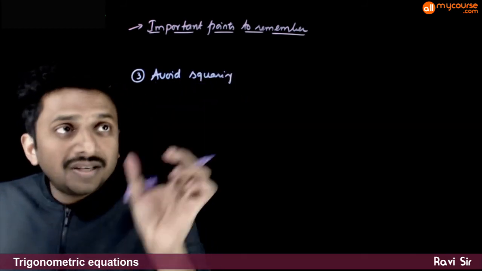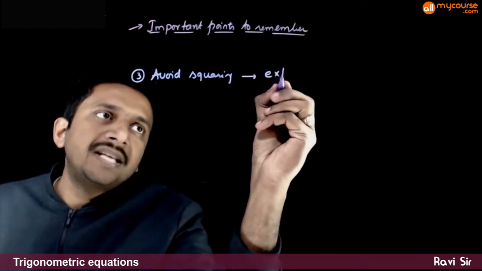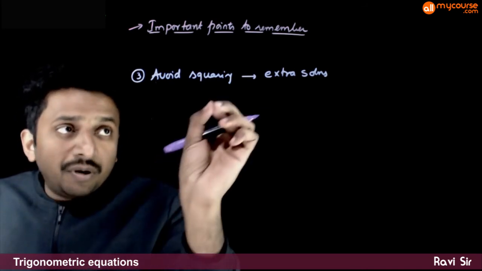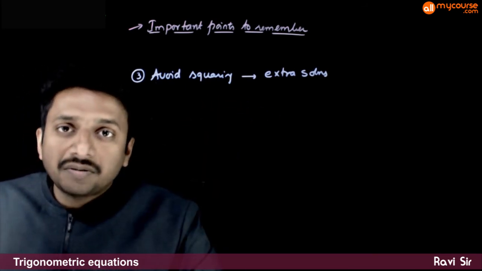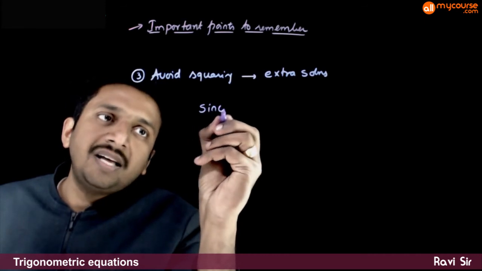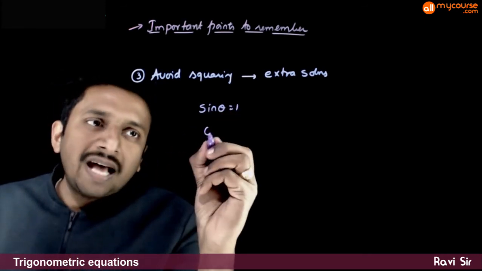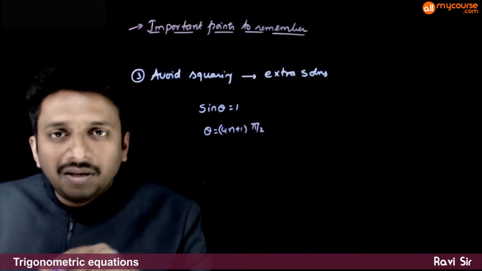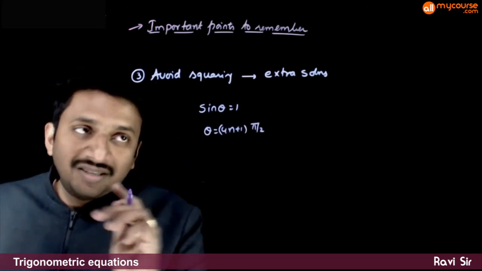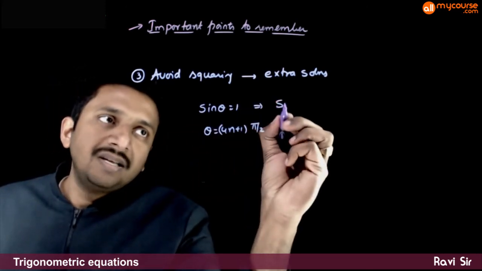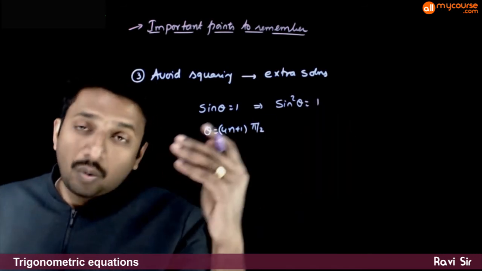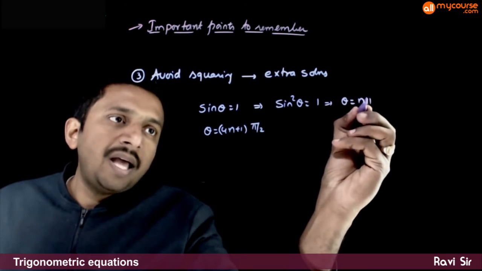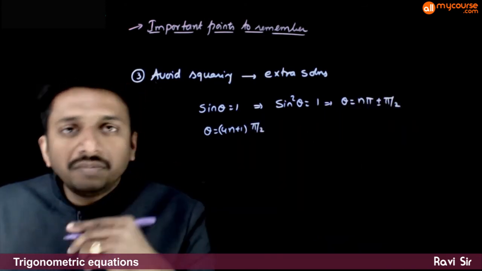Avoid squaring because squaring might lead to extra solutions. So for example, if you have sine theta is equal to 1, you know that the answer is (4n plus 1) times pi by 2. But if you avoid writing the solution at this stage, we square it on both sides. Sine square theta is equal to 1 after squaring. So what is the solution for this equation? Theta is equal to n pi plus or minus pi by 2.